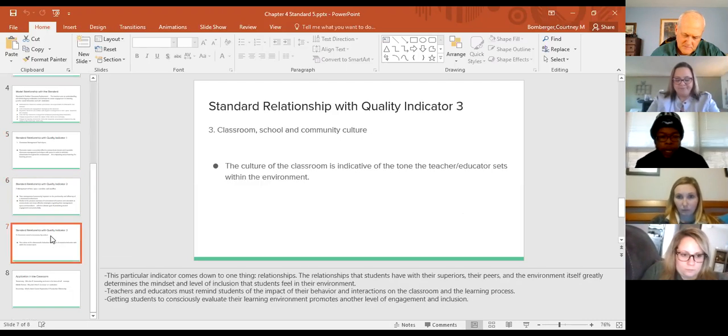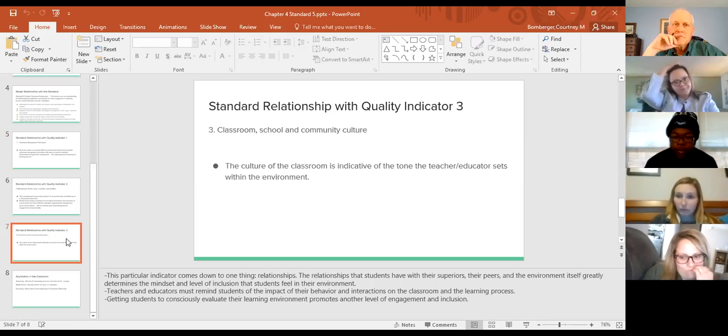Moving on to slide 7, again, quality indicator 3, classroom, school, and community culture. And Dr. Gordon was hitting on this before we started the presentations, but the culture of the classroom is pretty much indicative of the tone the teacher or educator sets within that environment. And when Dr. Gordon was talking about his experience with students, I couldn't help but think of this one thing, and it comes down to building healthy relationships with students.